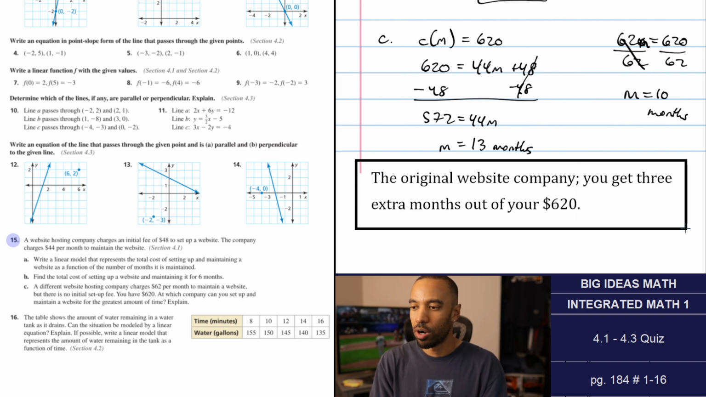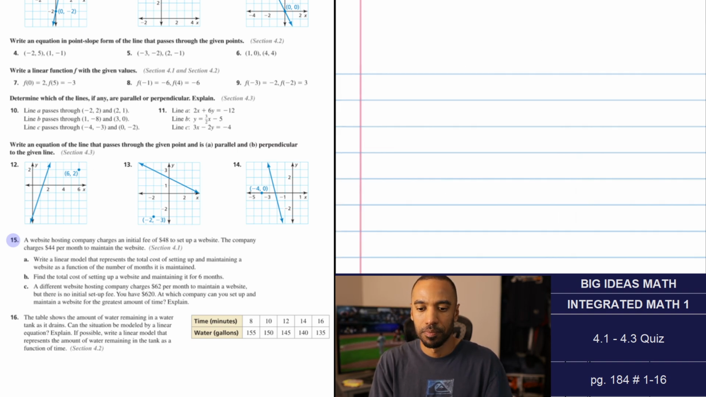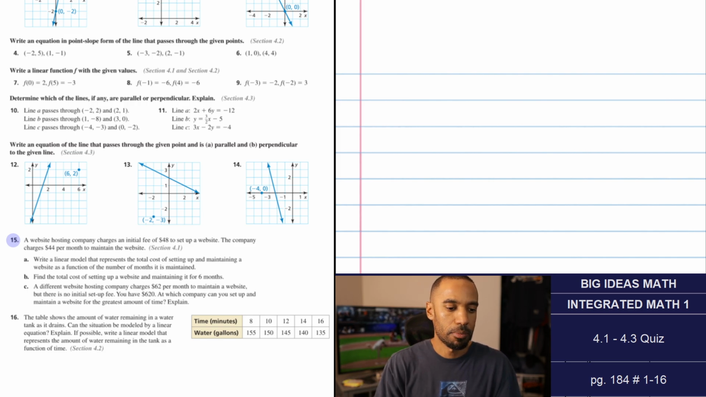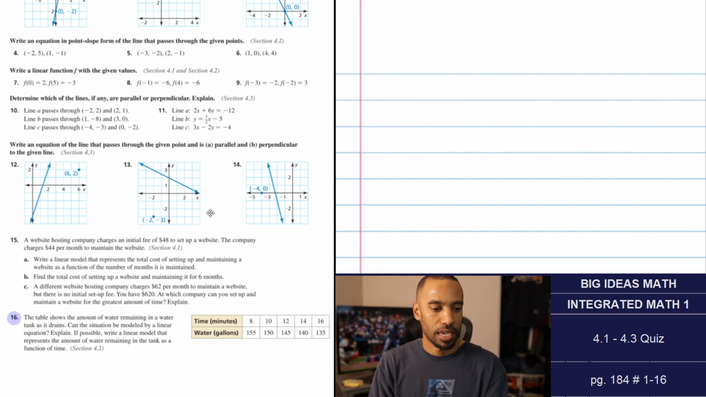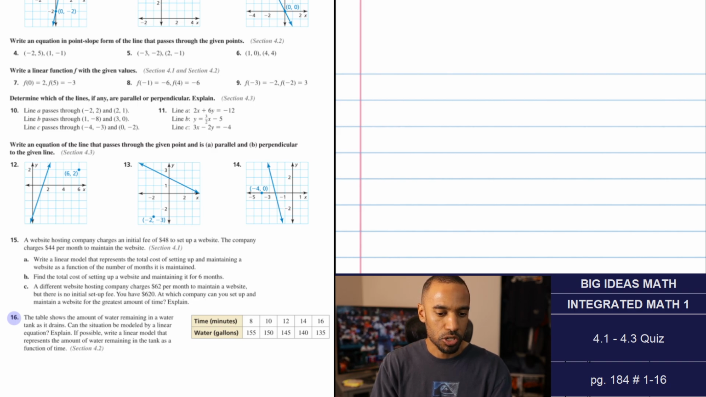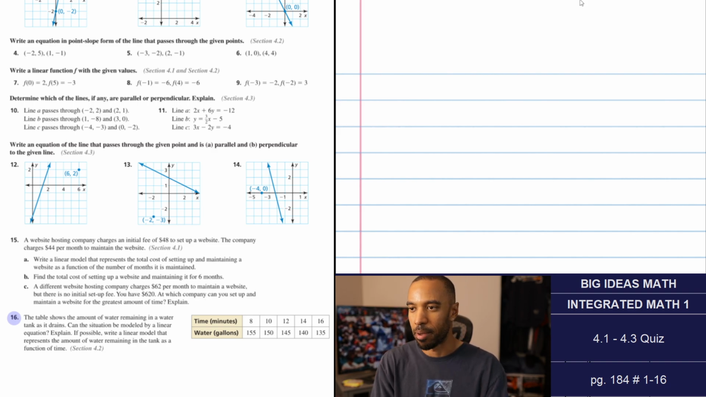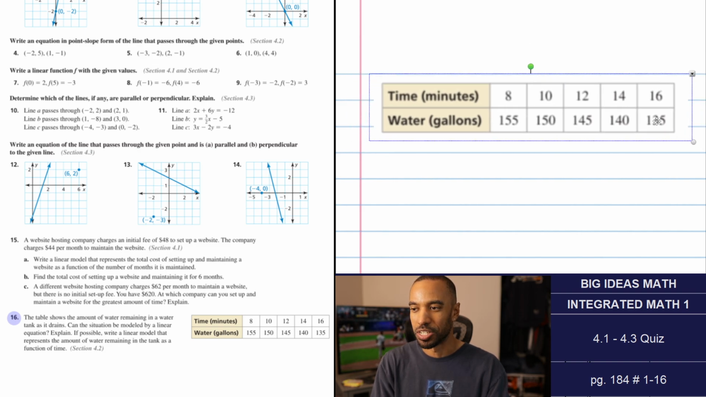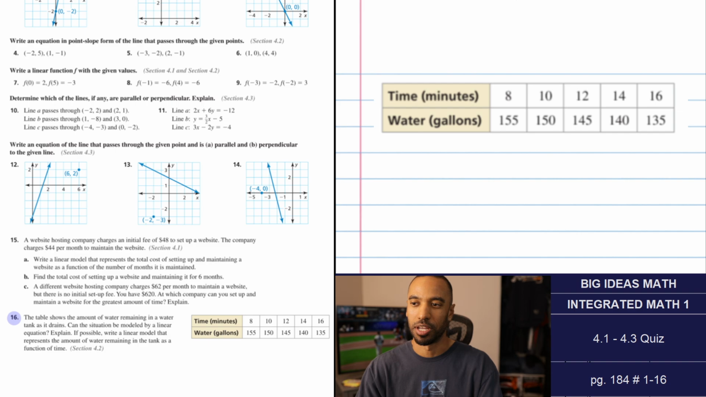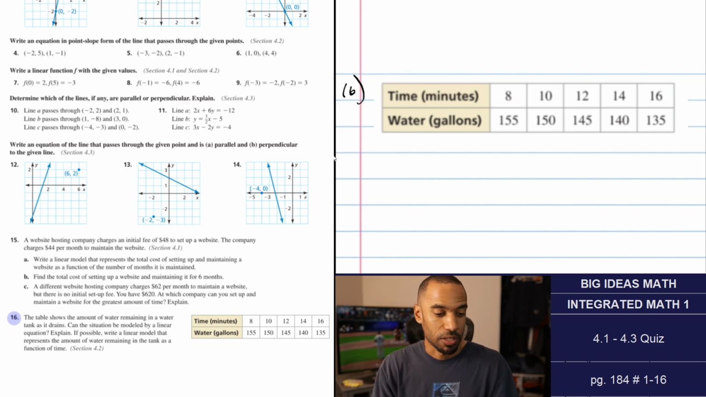All right, I have one more question, and it's number 16. Guess we won't make the half-hour mark, but still pretty good regardless. Number 16, the table shows the amount of water remaining in a water tank as it drains. Can the situation be modeled by a linear equation? I'm going to guess so, otherwise it would be kind of a bad quiz question. Bad review question. Nope, moving on. Nope, we're done. Take care, guys. I haven't checked it yet, though.